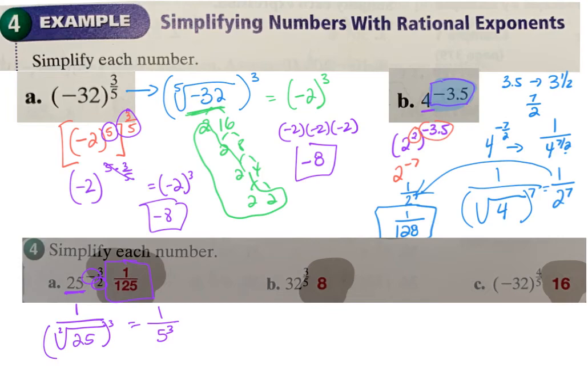All right. For B, 32 to the 3/5, so I'm going to write it in radical form. My index is the 5, so I'm looking for the 5th root of 32, and I'm going to raise that to the 3rd power. If I do this, I'm going to get 2 and 16, 2 and 8, 2 and 4, 2 and 2. 1, 2, 3, 4, 5. The 5th root of 32 is 2. So I have 2 cubed. 2 cubed is 8.